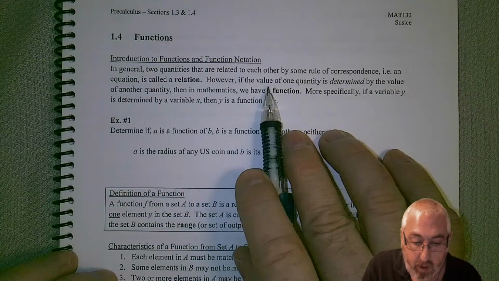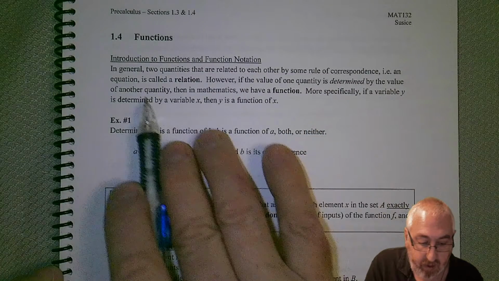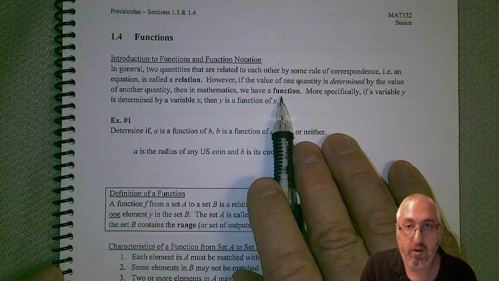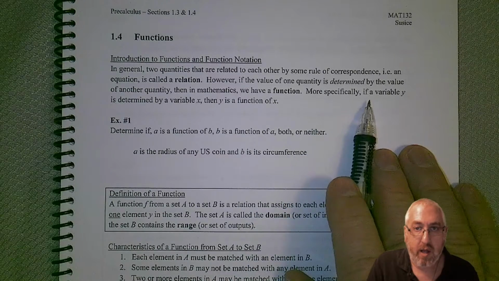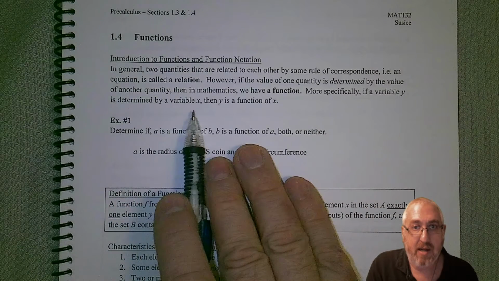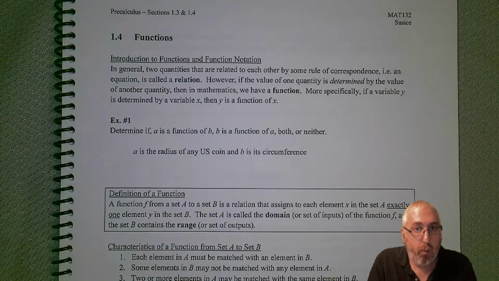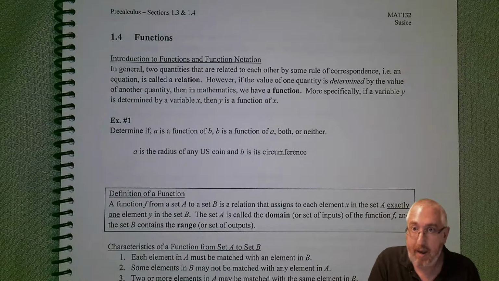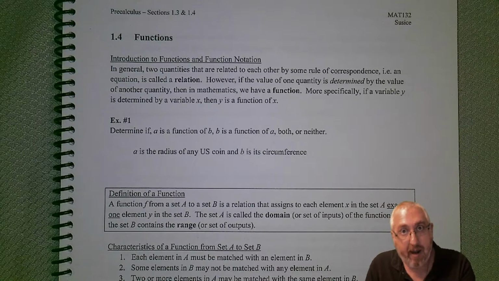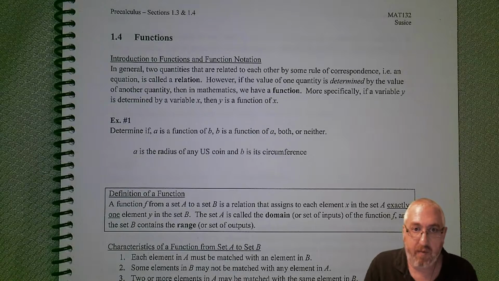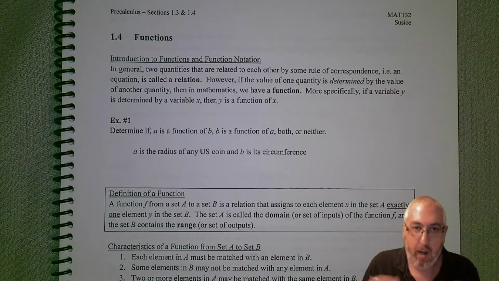However, if the value of one quantity is determined by the value of another quantity, then in mathematics we have a function. So one quantity helps determine the other one. More specifically, if a variable y is determined by a variable x, then y is a function of x. So in this specific case, we're saying that y is determined by x. Now there are other times that y might determine x, so it depends. But in this specific instance, I'm saying that x helps determine the value of y. And we'll dig more into that in a second.